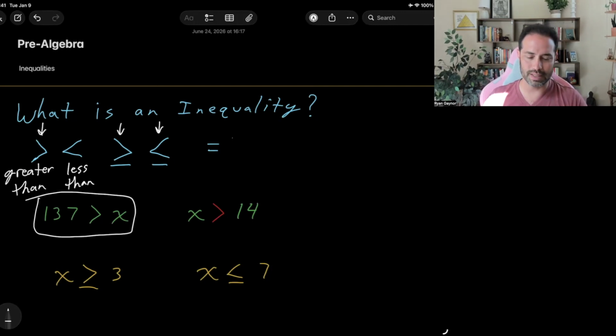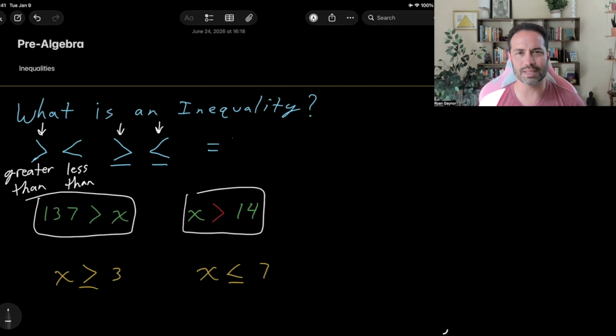All right, the next one on the right-hand side here, it says x and then the open mouth, so that's greater than 14. All right, so what do these mean, right? So let's go back to the first one. It says x is less than 137. That literally means that the answer can be any number that is less than 137.